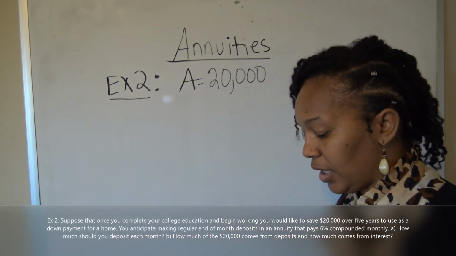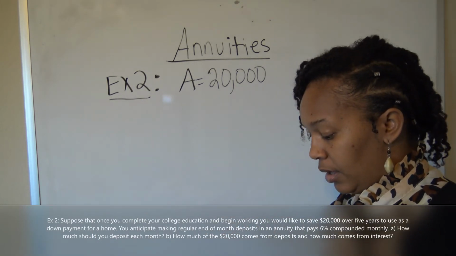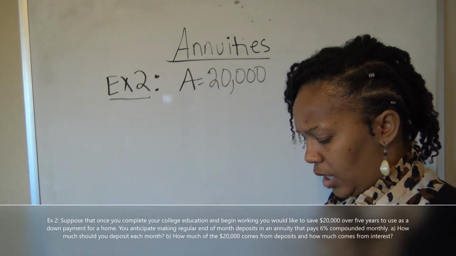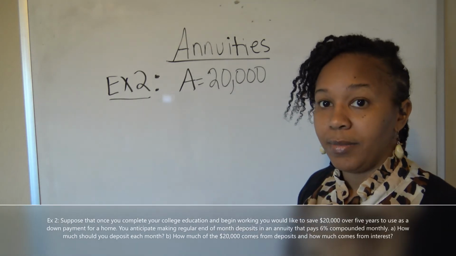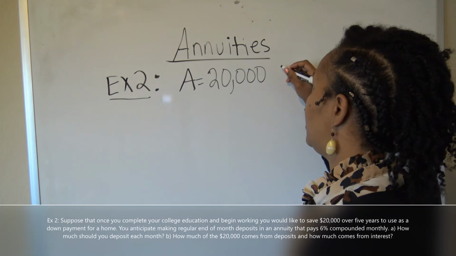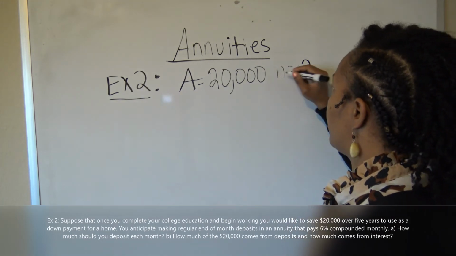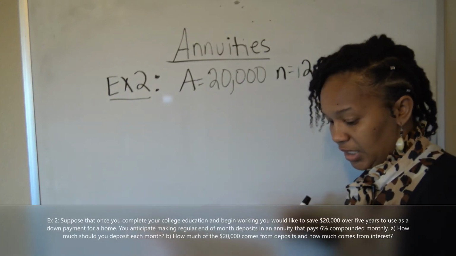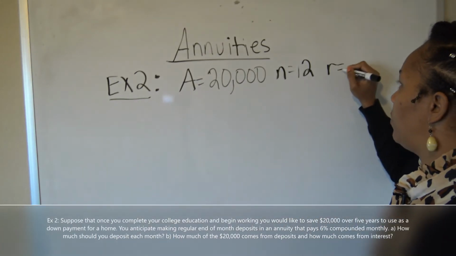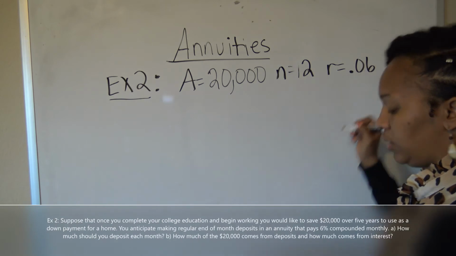We're going to be making these payments monthly. It said 6% compounded monthly. So your interest is compounded monthly, so N would be 12. And then it's 6% interest, so your R would be, converting that to a decimal, 0.06.